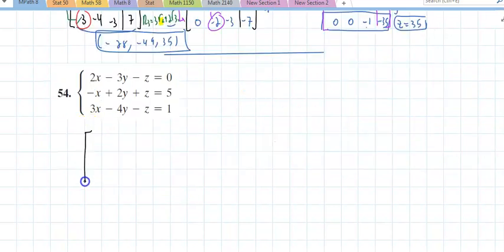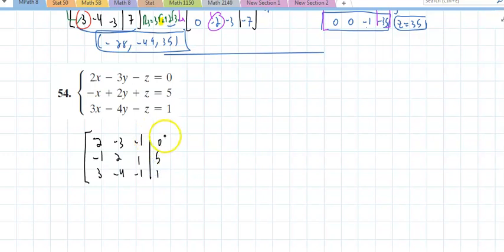The next number is number 54. Let me do that before the end of time. So if I write the augmented matrix, I will notice to make those two zeros, well, if I take row 1 plus 2 row 2, put that in row 2, that will work. And if I take 3 row 2 plus row 3, put that in row 3, that will do the trick. And let's see how that works.